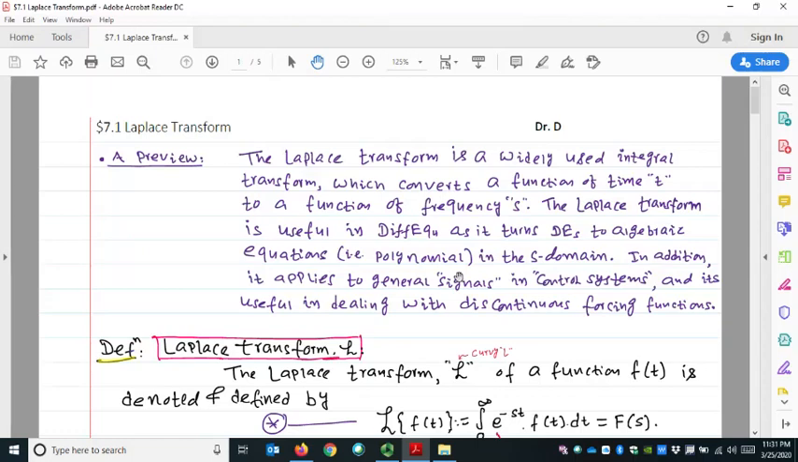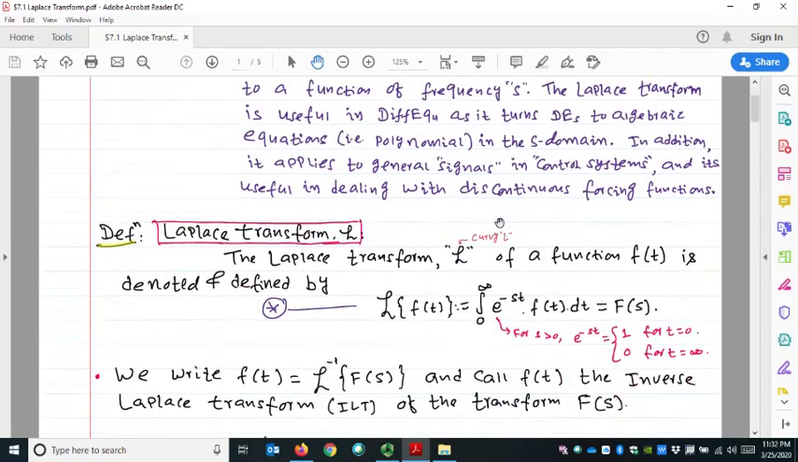So some problems which are difficult to solve in the time domain become easy to solve in the frequency domain. In addition, it applies to general signals in control systems and is useful in dealing with discontinuous forcing functions.